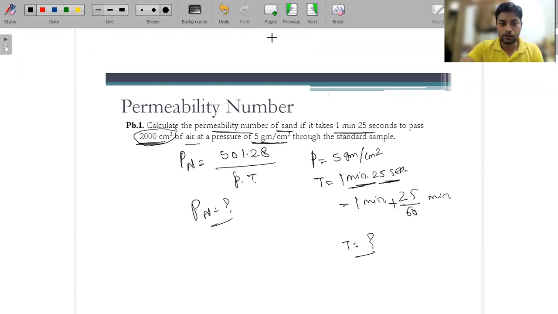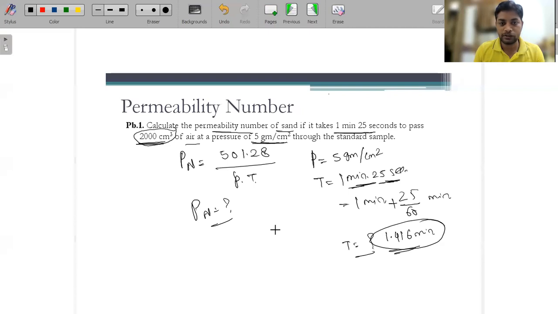Of permeability. Okay, time, guys, that is 1.416 minutes. Very good, Musharraf. Okay, Roman, that is correct, whatever the value that you are getting, both Roman and Musharraf. So now, can you tell me the value of the permeability number? Roman has already mentioned that it is 70.76.